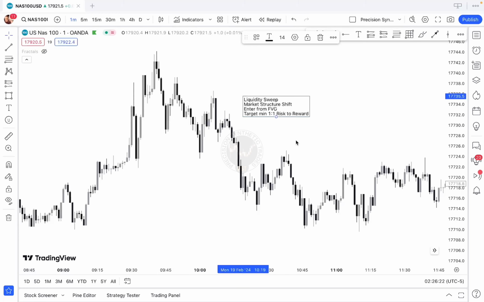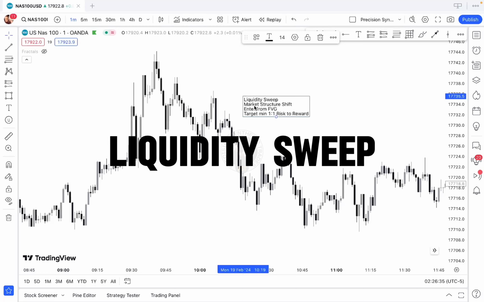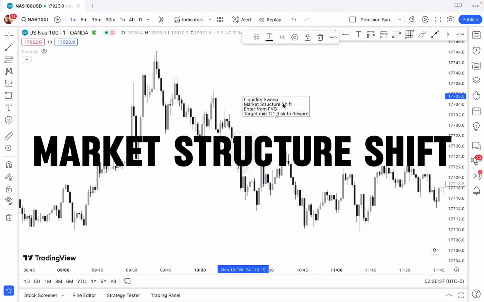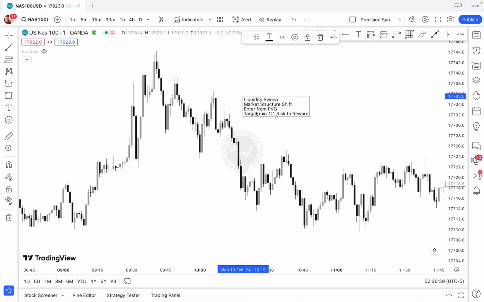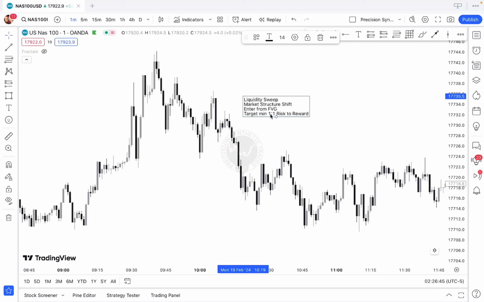Alright, so in this video, we are going to look at a few things that we need to take into consideration before we take a trade. We need to look for a liquidity sweep. We need to look for a market structure shift. We need to look for a fair value gap that we're going to enter from, and our target is going to be minimum 1-to-1 risk to reward trades. Alright, so let's quickly break it down.